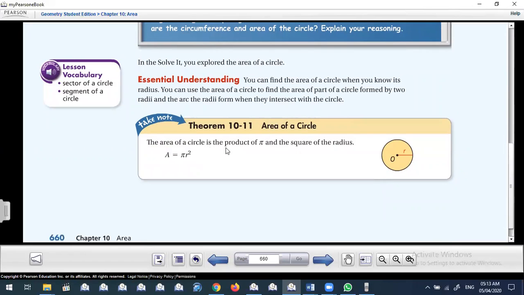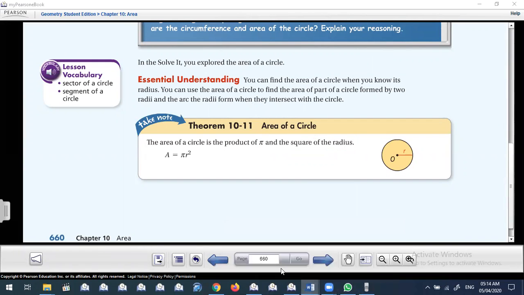Area of the circle is the product, meaning times, of pi and the square of the radius. So area of the circle equals pi r squared, where r is the radius. So I cannot find the area of any circle if you don't have its radius. Let's start the first exercise.